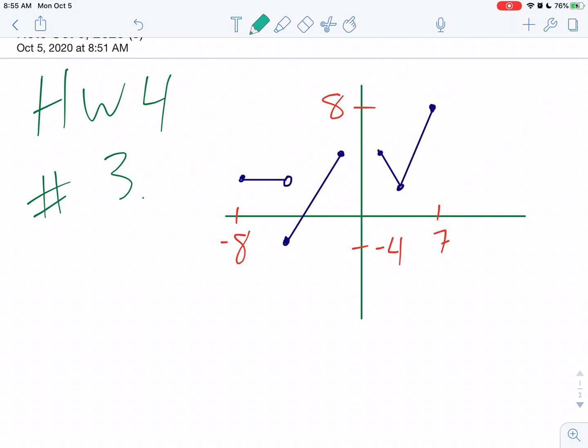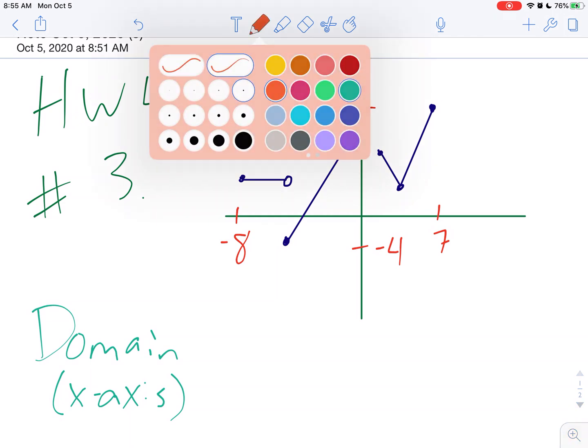So for number 3 on my homework, they're giving me a weird graph like this, and they're asking me about domain and range. Now remember, domain is your x-axis. And so you just need to look at left to right. You need to look at what x values are being graphed on this thing.